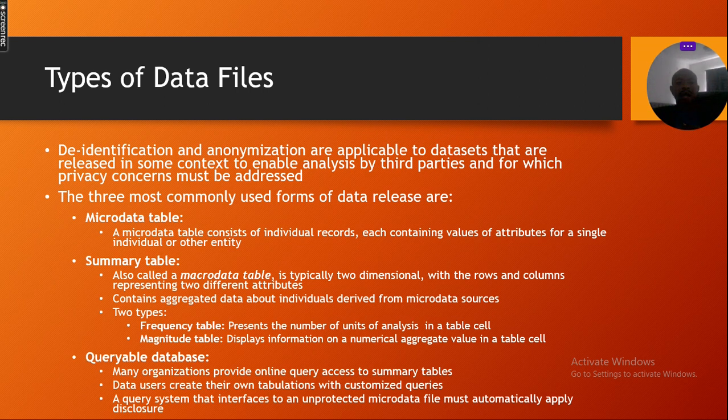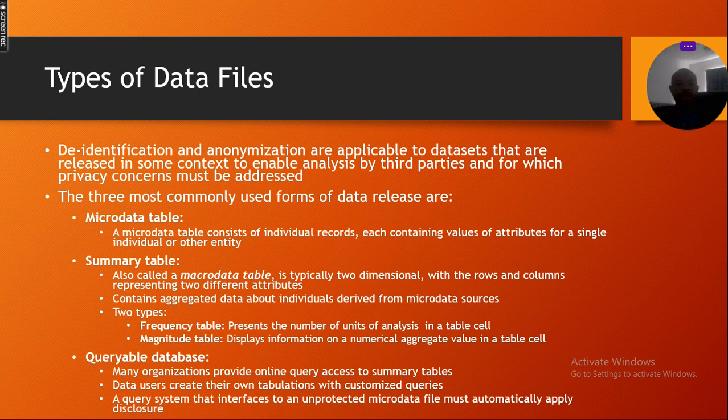They contain aggregated data about individuals derived from the microdata. They contain different microdata put together to form the macro data. Now this macro data table, or summary table, consists of two types. We have the one we call the frequency table, and the other one we call the magnitude table.